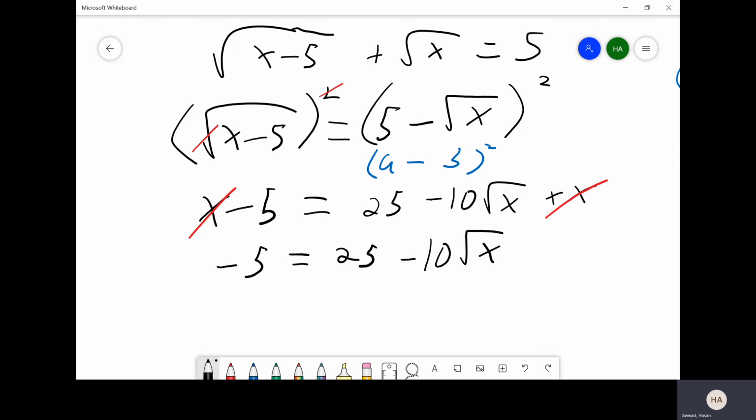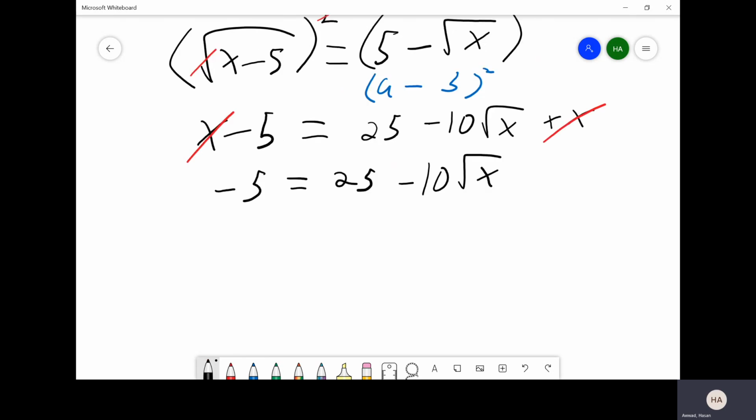Okay, so now what we're going to do is we're going to kind of just shift things over. I have a negative 10 square root of x. I just want to make it positive, so I'm going to add it to both sides. So we get 10 square root of x over here, and it canceled on the right. And I'm going to add 5 in the same step, because I want to put my 5 over with my 25. And so we add 5 to both sides, and we get 30, right? And now this is looking a lot easier, and the reason it's looking a lot easier is because now we only have one square root.